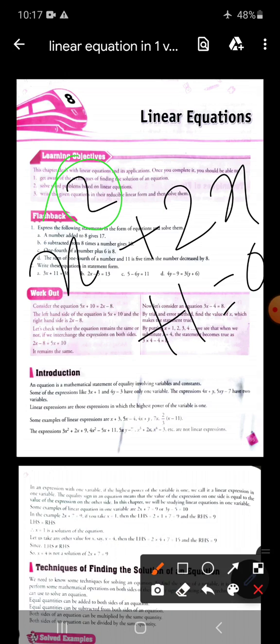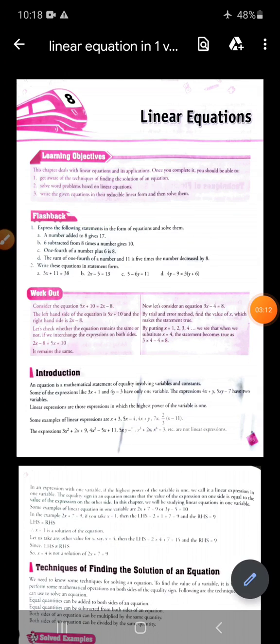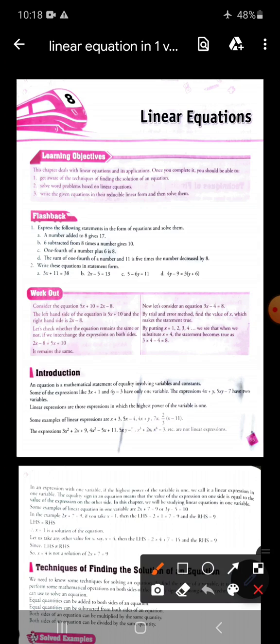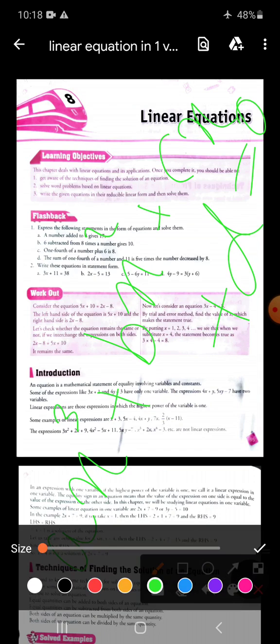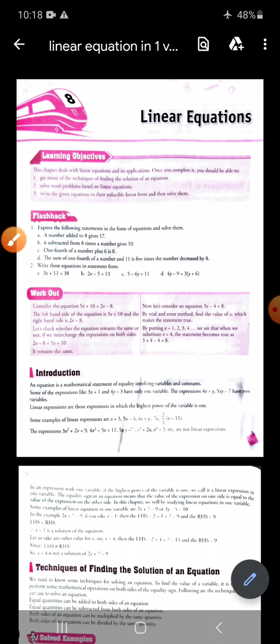Another type, the third type, that is cubic equation. And we can write a general expression for cubic equation as x cube plus bx square plus cx plus d is equal to 0. Here you can see the degree of this equation is 3. In the same manner we have biquadratic equation, in which the degree of the polynomial is 4, right?